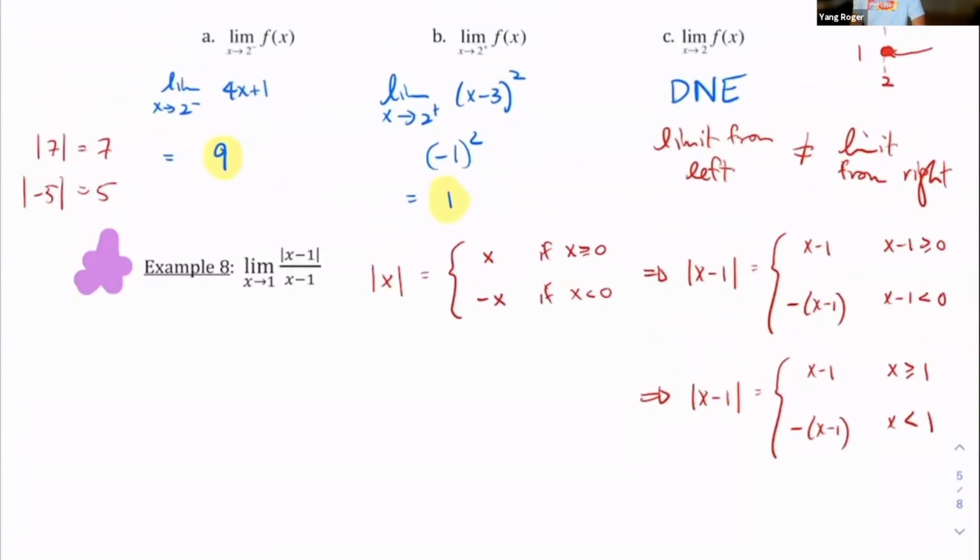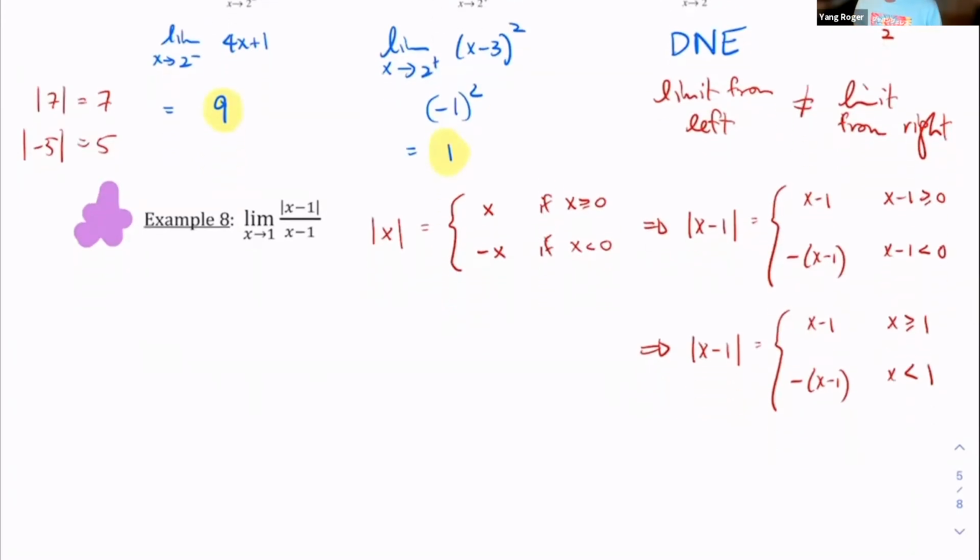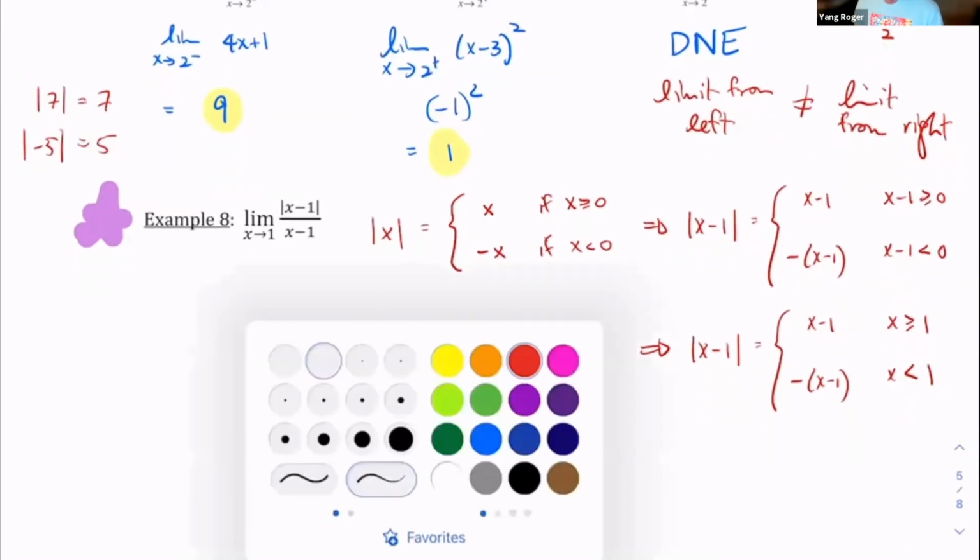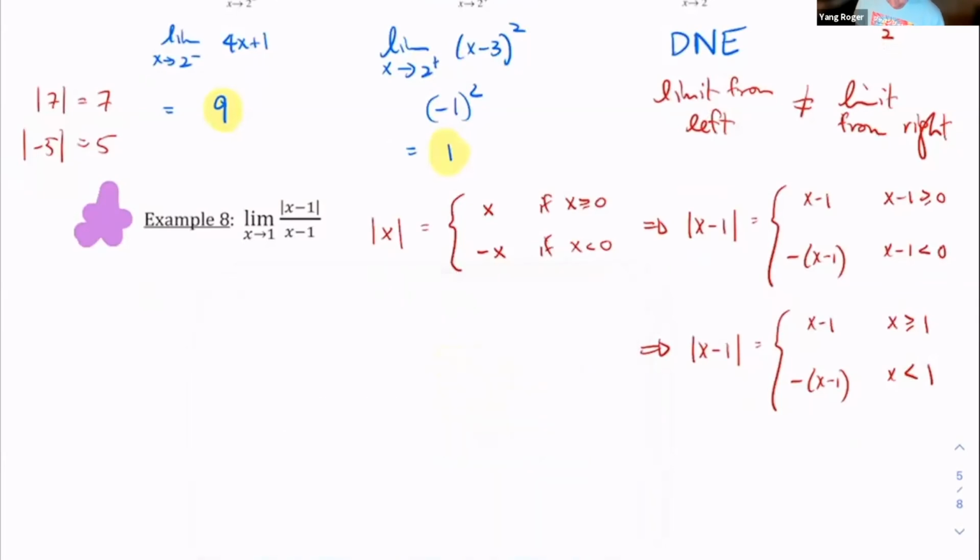Okay. So let's calculate this. I'm going to take the limit as x goes to 1 from the positive side of absolute value of x minus 1 over x minus 1. If I'm coming from the positive side, am I using the top one or the bottom one? What do you think? Top or bottom?